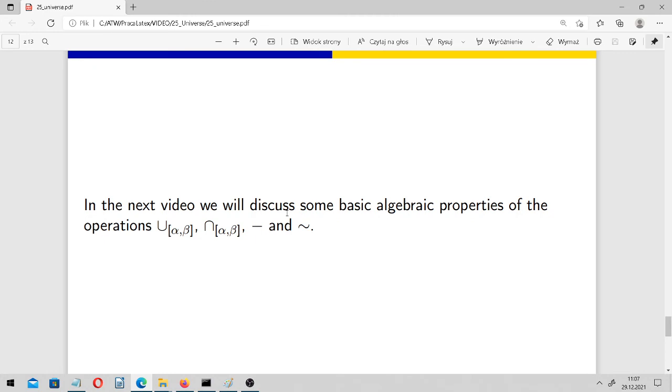In the next video, we shall see other examples of these spaces, and we will discuss some basic algebraic properties of these operations. It seems that they do not form typical Boolean algebra, that some of their properties are not so obvious, and that they are rather weak.